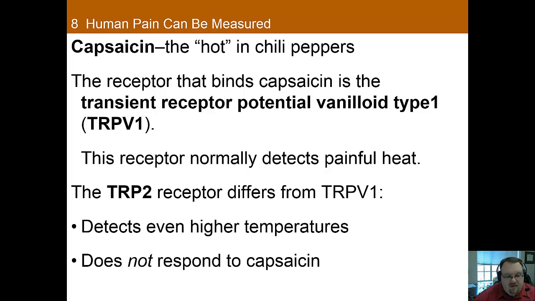There's also a similar but different receptor called TRPV2, and this differs from TRPV1 because it detects even higher temperatures, and it does not respond to capsaicin. But that's why we actually will sometimes sweat when we're eating spicy foods. It's because in a way, we're getting the same stimulation as we would if we were actually hot. So our body responds in a similar way.